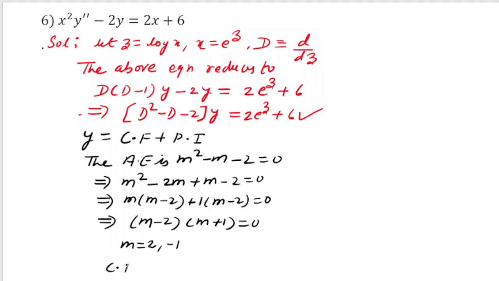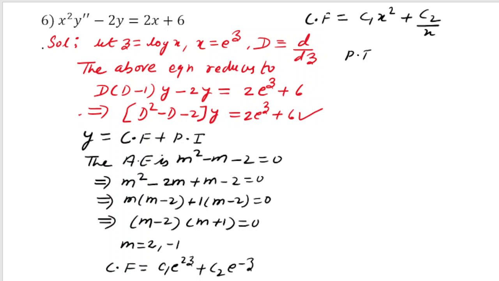Yes or no? So m is equal to 2 and minus 1. So the complementary function, can anyone write directly? c1 e to the power 2z. I am writing it c1 e to the power 2z, c2 e to the power minus z. So if I continue here on this side, it will be equal to what? c1 e to the power 2z means c1 x squared, and plus c2 by x. So this is my CF part.